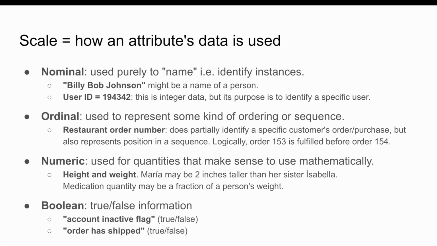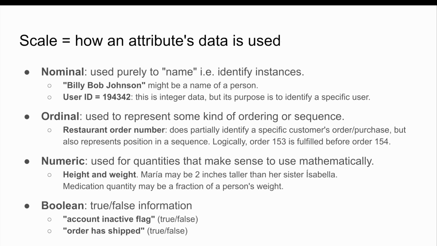We can generally divide it into these categories. Nominal scale means an attribute that's used purely to name something. It's to identify instances. So Billy Bob Johnson might be the name of a person. User ID as an integer can serve the purpose of identifying a specific user.